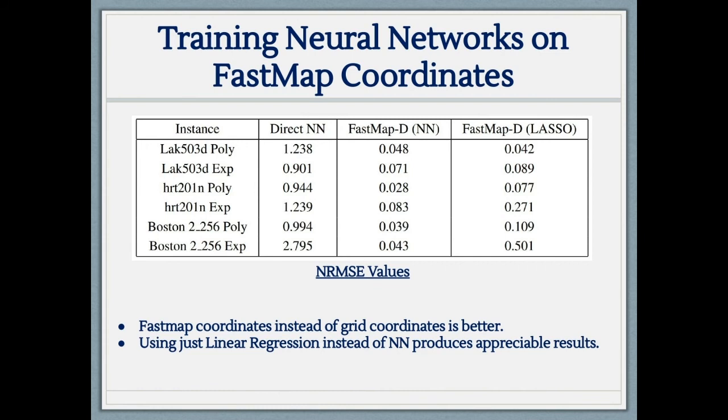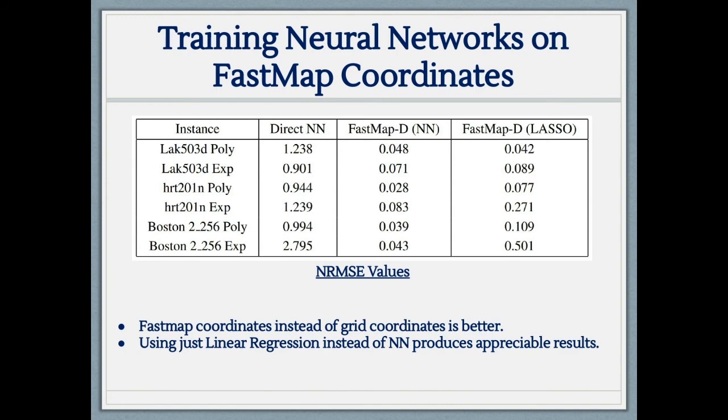However, if we use the embeddings from FastMap and use the neural network to learn the potential field function, the performance is spectacularly better, and much better than using Lasso with 15 dimensions and a second-order polynomial function. The trade-off is that neural network training takes more time and more training data.